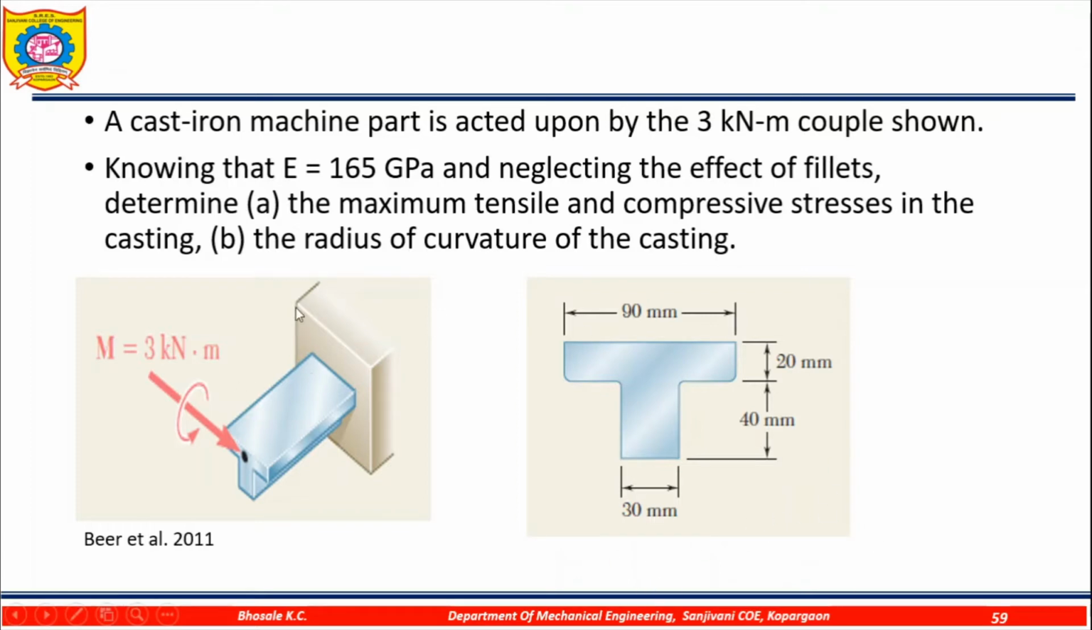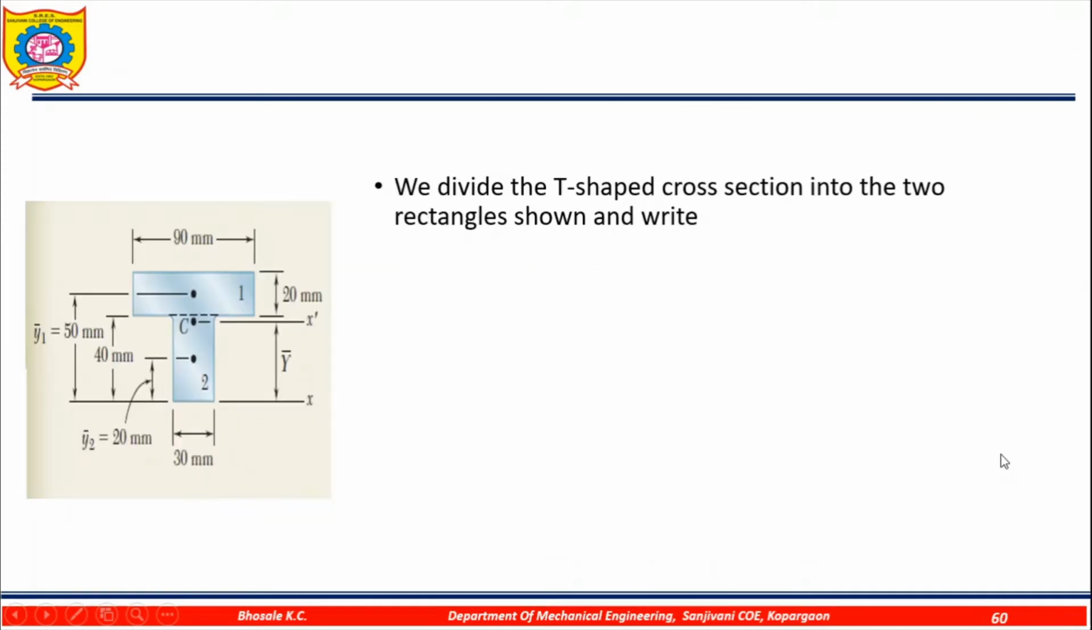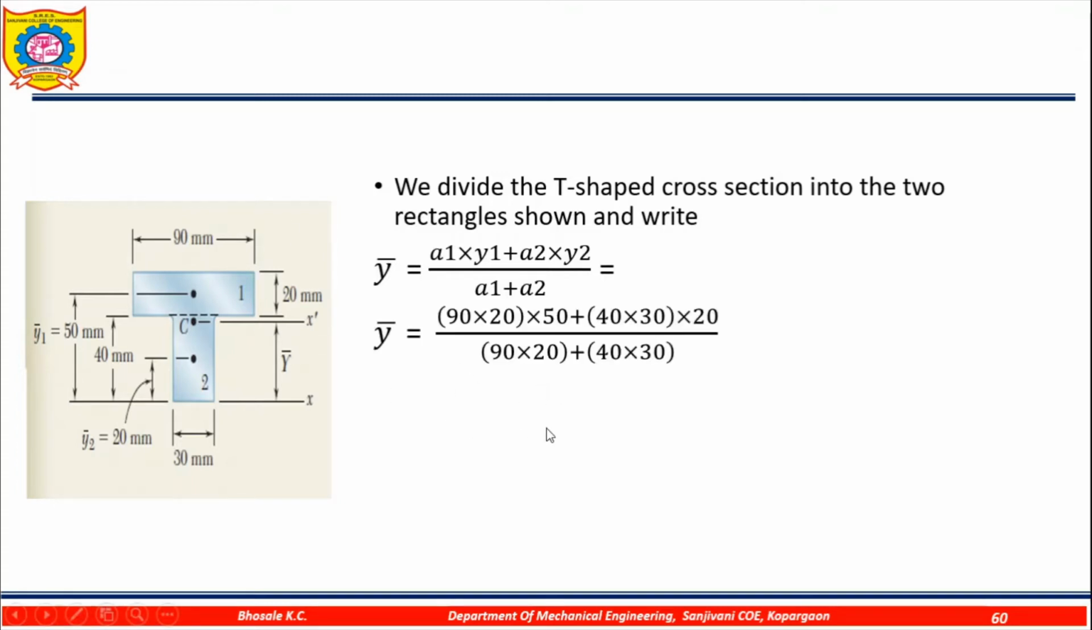So this is a cantilever beam. At the end there is a couple of 3 kN acting. It is a T section. We divide the T section into two rectangles as shown. Y bar we can find out as A1 Y1 plus A2 Y2 upon A1 plus A2. So Y bar, that is the CG of this section, will be equal to 38 mm.